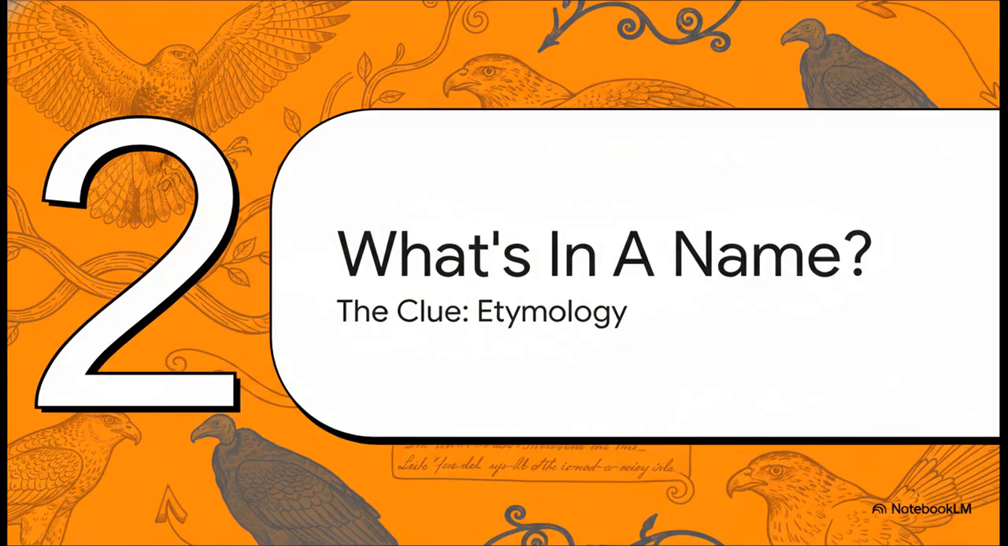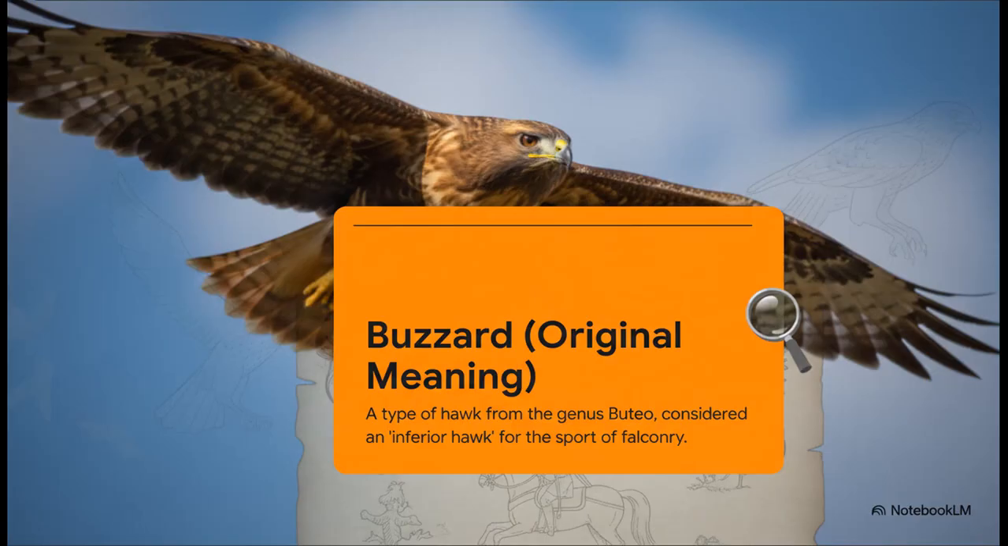You know, to untangle this, we gotta go back, way back. So let's look at our first clue, and that's the history of the word buzzard itself. Where did it come from, and what did it mean in the first place? So the original definition? It's actually crystal clear. A buzzard is a buteo, that's a specific group or genus of hawks. And here's a fun little tidbit. The word even had this slightly snooty vibe to it. They were seen as inferior hawks, not quite good enough for the high-class sport of falconry.